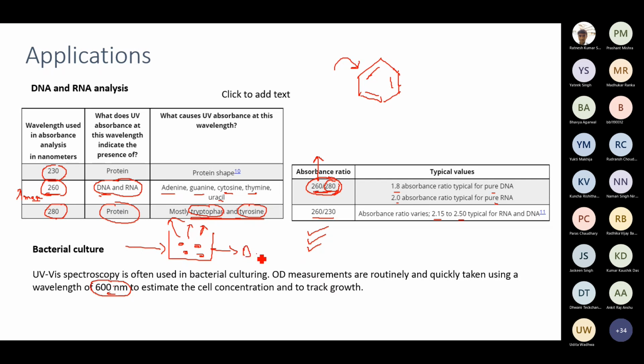We detect this transmitted light, and based on the amount of light that is transmitted, we can determine the concentration of bacteria that is present in our sample. So this is another application of UV spectroscopy, in which we can also determine the bacterial concentration.